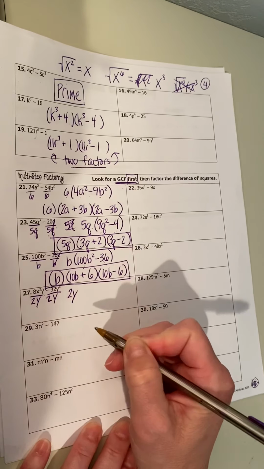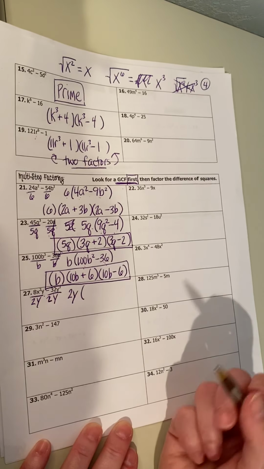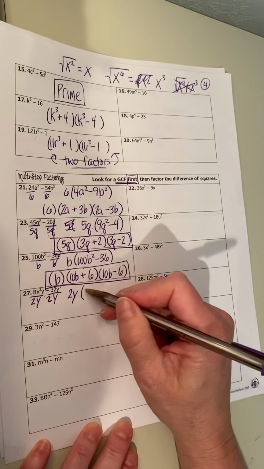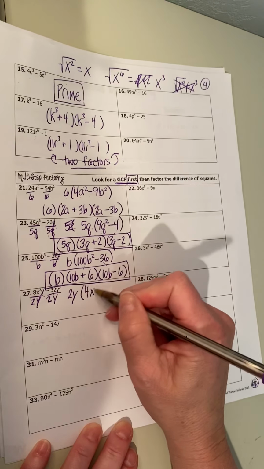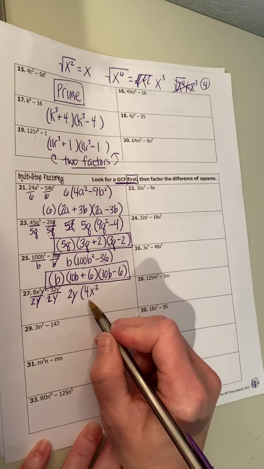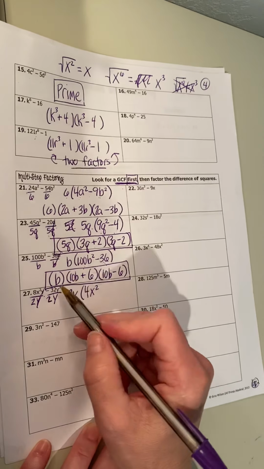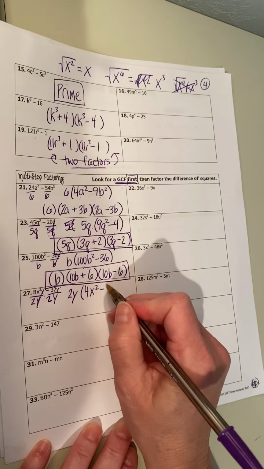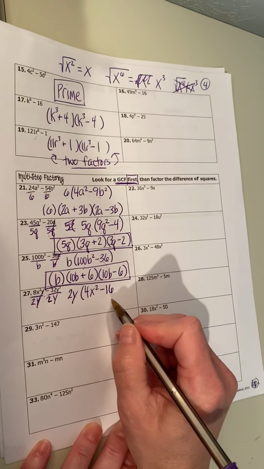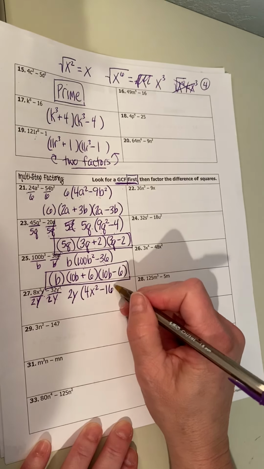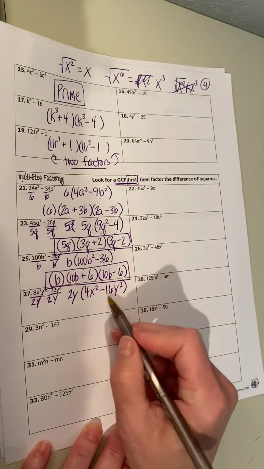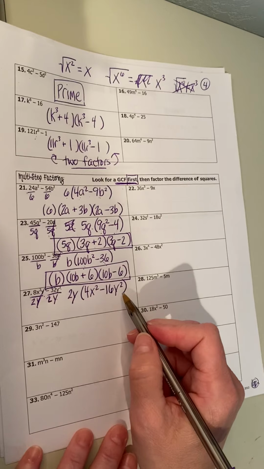I'm going to open parentheses. 8 divided by 2 is 4. The y's cancel, so I'm left with x squared. So here's my perfect square term. 32 divided by 2 is that negative 16. 16 is a perfect square. 3y cubed divided by 1y leaves me with y squared. So now it is a perfect square.